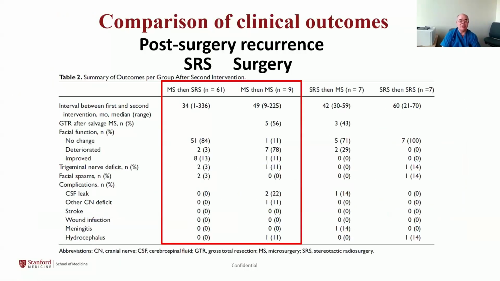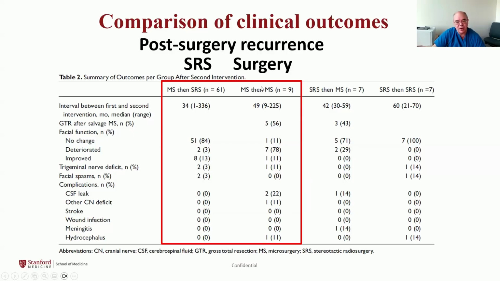Let's talk about this here. This compares all 4 of the different combinations, and again, the data is pretty small in numbers, both in terms of actual numbers and percentages. I do think if you look at things like the facial nerve function here, those that had radiation after surgery still had a pretty high chance of facial nerve function, 84%.